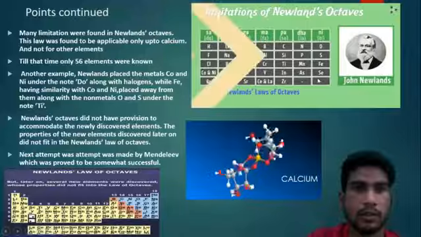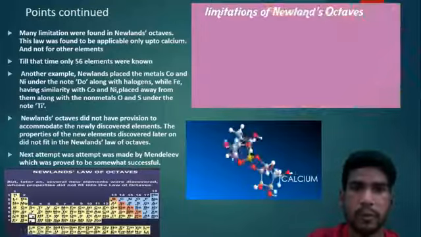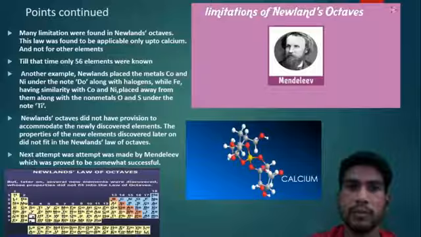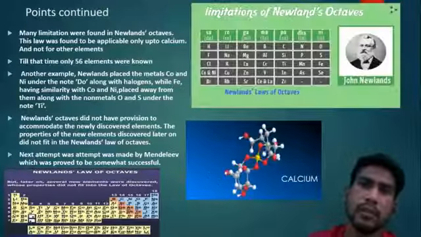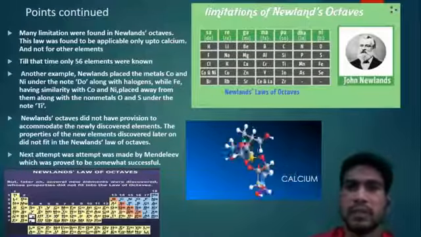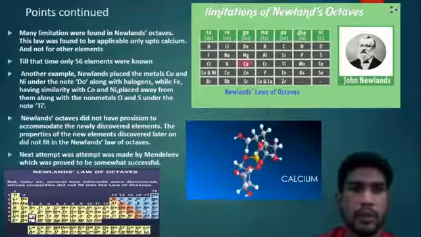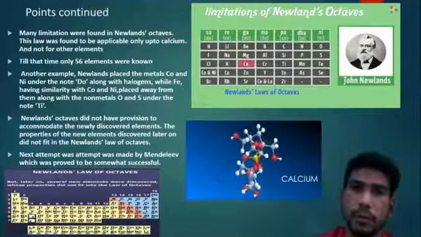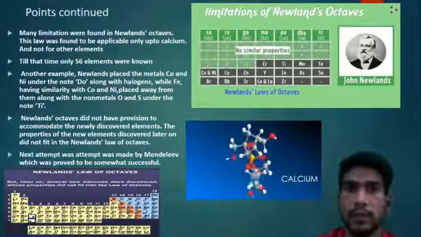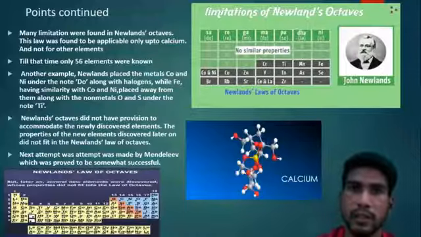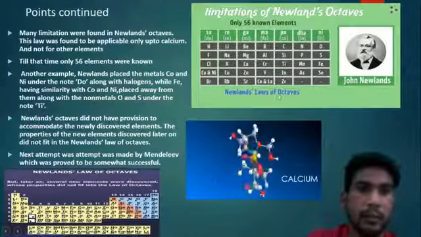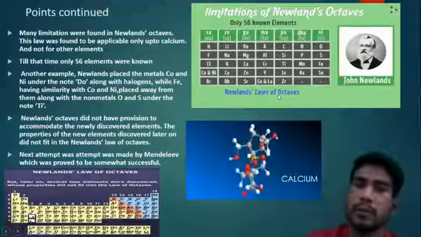Newland's octaves did not have a provision to accommodate newly discovered elements. As time passed, more and more elements were discovered, and his arrangement was not suitable for them. The properties of the elements discovered later did not fit in Newland's law of octaves. This was the major drawback. So the next attempt was made by Mendeleev, which proved to be somewhat successful.